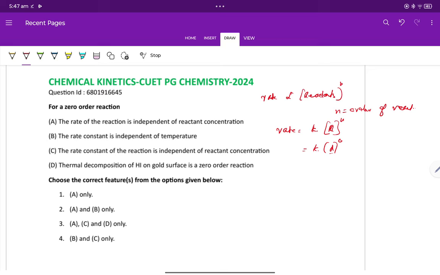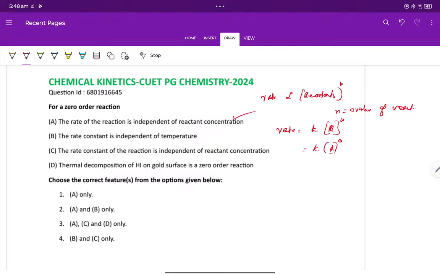So, rate is equal to K. So, it is independent of reactant concentration. Check the option 1. The rate of the reaction is independent of a reactant concentration. So, that is correct only. Now, second one, the rate constant is independent of temperature. No, it will not be.